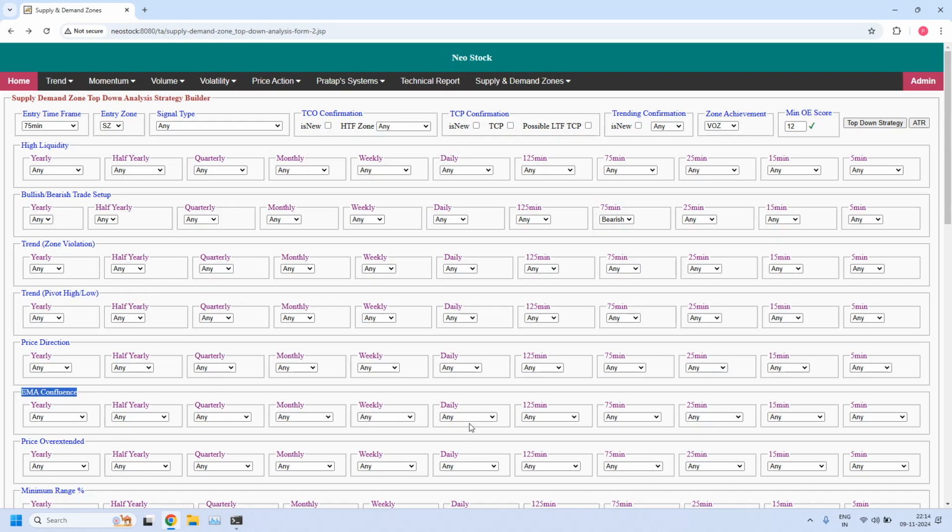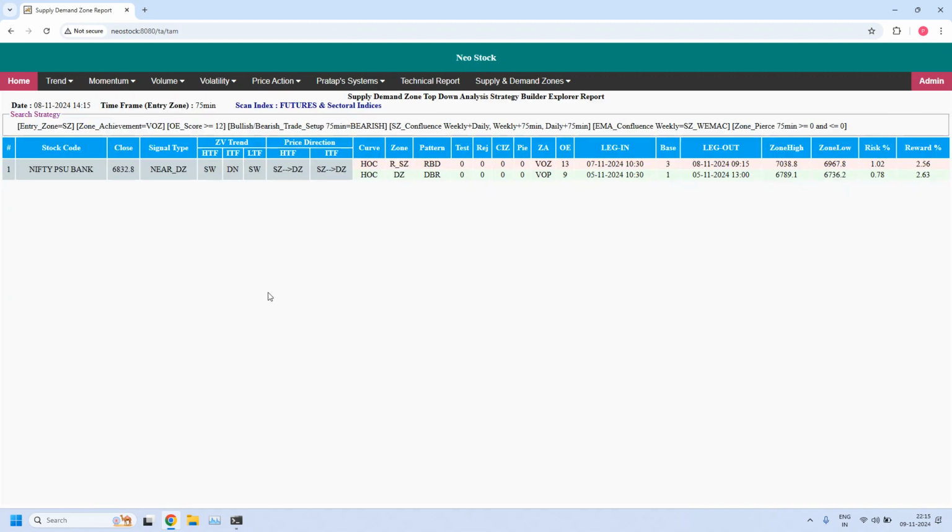So in the EMA confluence, weekly time frame, because the 75-minute zone and daily zone together are part of the weekly supply zones. So weekly supply zone with weekly EMA confluence, let's find. We got Nifty PSU and it is sideways, no additional advantage.